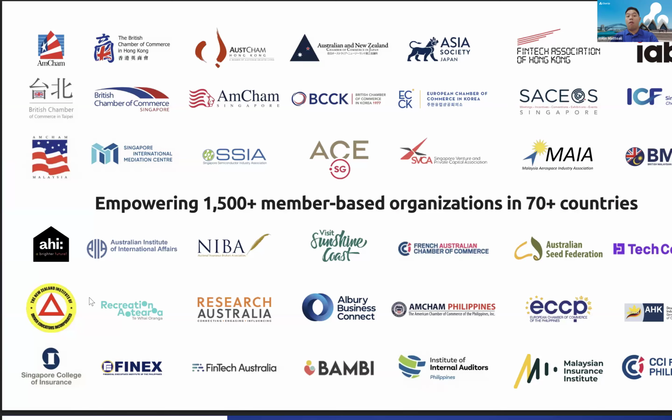We are empowering over 1,500 member-based organizations in over 70 countries. For the APAC region, you can see some of the logos that you're familiar with over here. For Australia, we have organizations such as the Australian Seed Federation, Research Australia. For Hong Kong, we have the British Chamber of Commerce in Hong Kong. We have AmCham in Singapore, and also the European Chamber of Commerce of the Philippines, and many more.